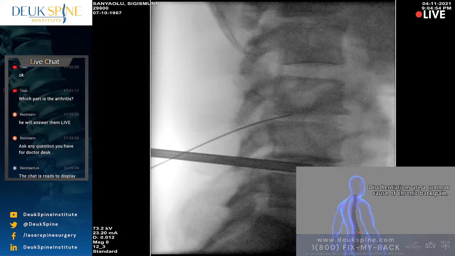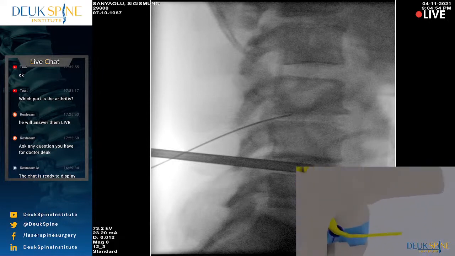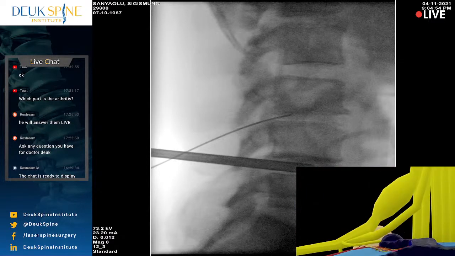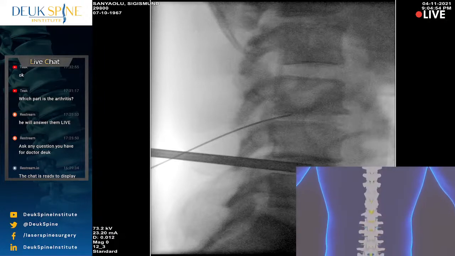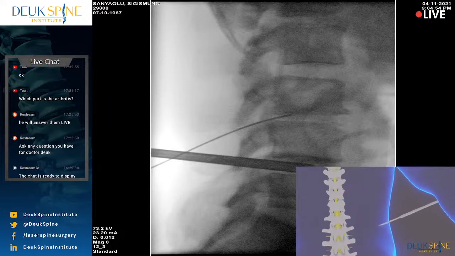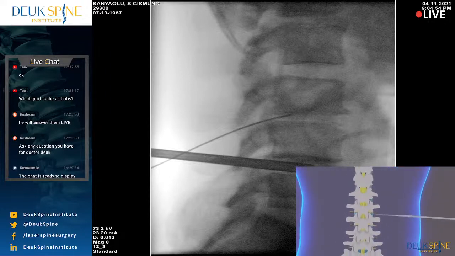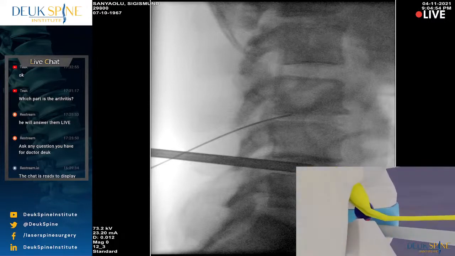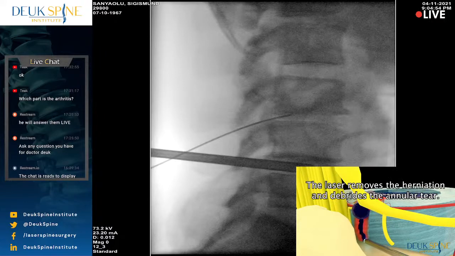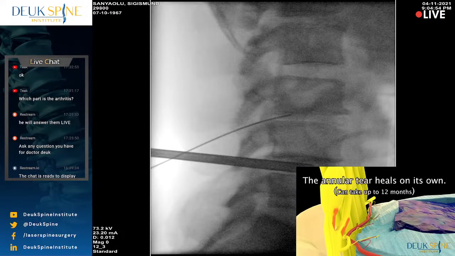Back pain. The inflamed annular tear causes back pain. Inflammation of the nerve roots causes leg pain. A Band-Aid-sized skin incision is made. A small tube is inserted without damaging the bone or soft tissues. The laser removes the herniation and debrides the annular tear. The annular tear heals on its own.